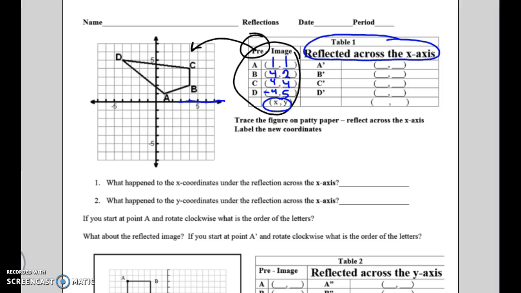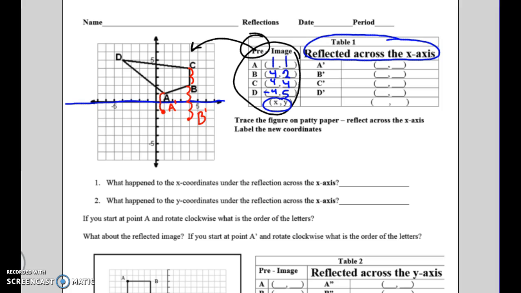This right now is my x-axis, correct? If I'm going to reflect over that line, okay, A is right here. It's 1 away from the line, so I need to go 1 down. That means this point right here is now my A prime. B is 2 away from the line, so I need to go 2 down. That point right there is now my B prime.